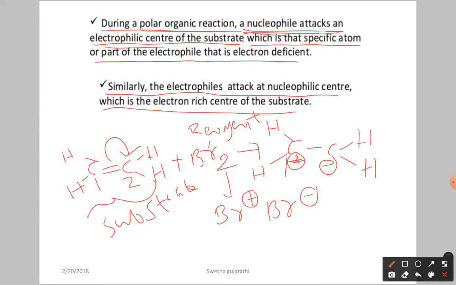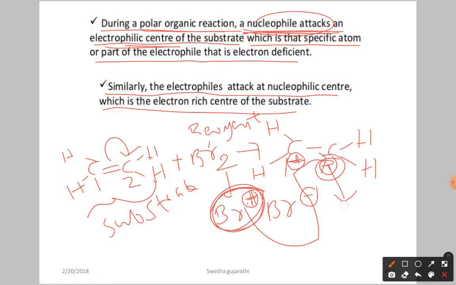Now we are discussing electrophilic center and nucleophilic center. Nucleophile attacks an electrophilic center means this is our nucleophile, and it is going to attack here. The electrophile is the reagent having the positive charge. Positive will attack the negative. So the nucleophile attacks the electrophilic center, which is a specific atom or part of the electrophile that is electron deficient.